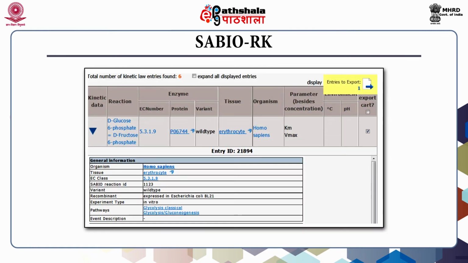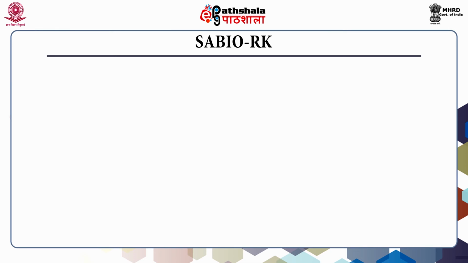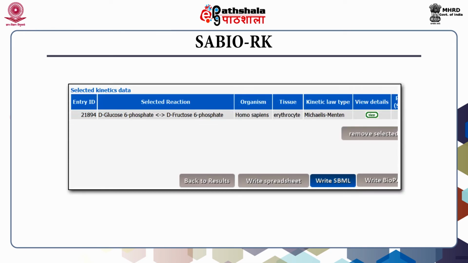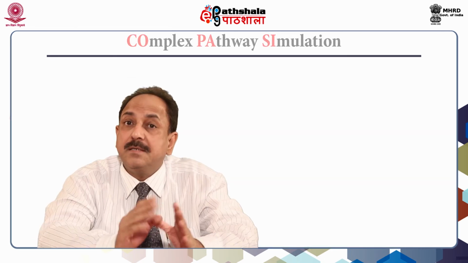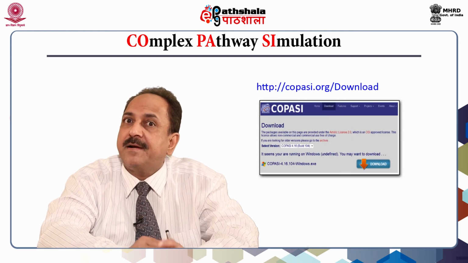At the top of the SABIO-RK record for the current entry with entry ID 21894, check the checkbox on the top right as shown. A hyperlink for entries to export will appear with a yellow background, and this yellow background will fade very soon. Click the hyperlink for entries to export to download the enzyme reaction kinetic data. In the following page, click the Write SBML button and save the model in SBML on your disk.